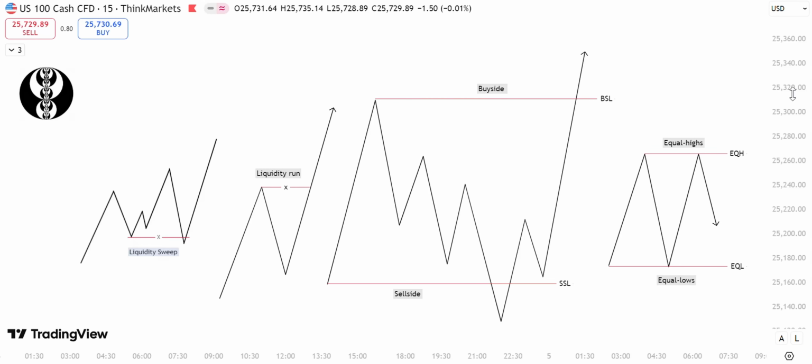Hello everybody! Today in this Trading Bootcamp series we are going to learn about liquidity. What is liquidity? How can we identify liquidity sweeps, sell side, buy side, equal highs, equal lows, and much more. So let's start things off.